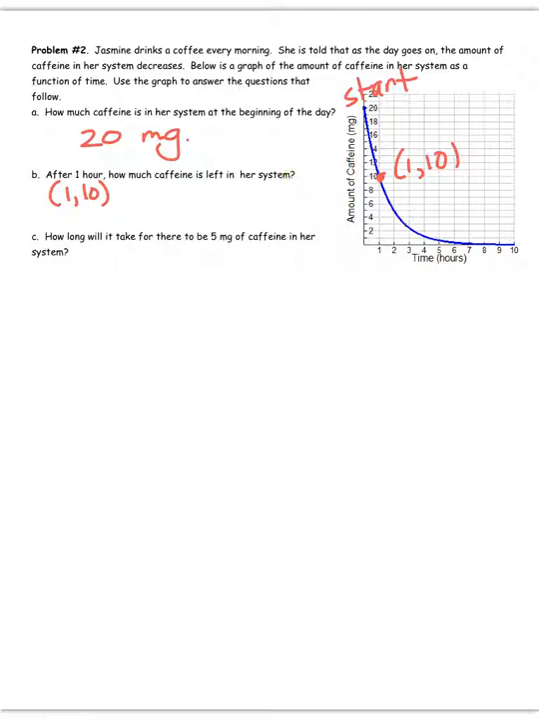So the answer to this question is actually the y-coordinate. This point means after 1 hour, she has 10 milligrams of caffeine left in her system. So 10 milligrams. This is my answer right there. All right, next question. How long?